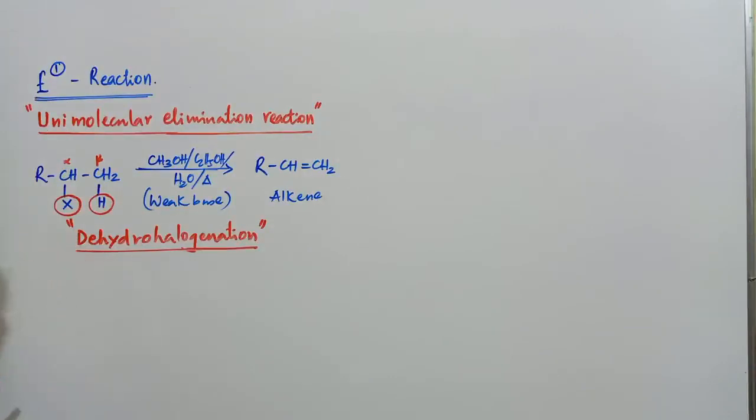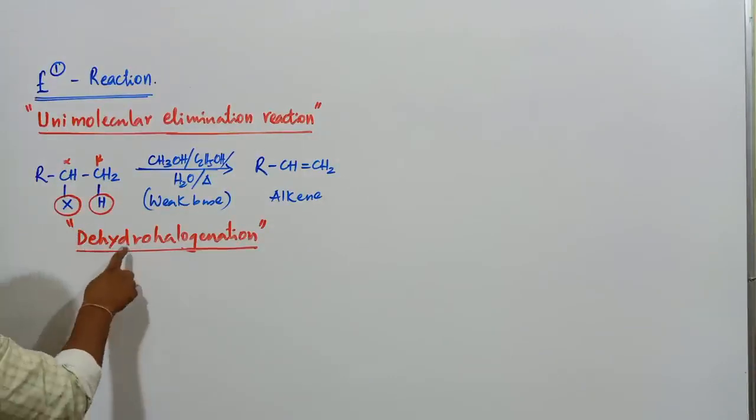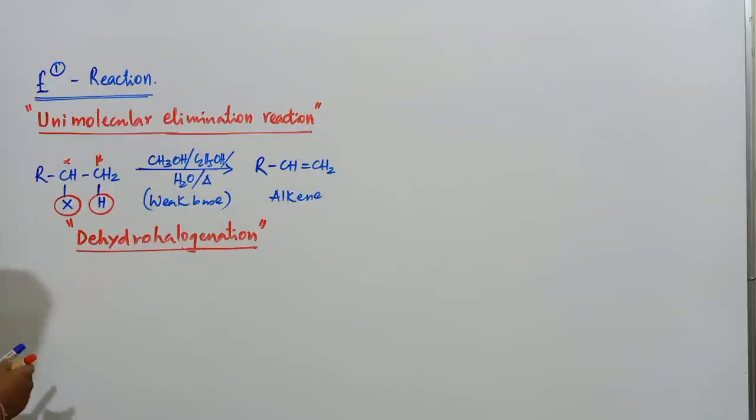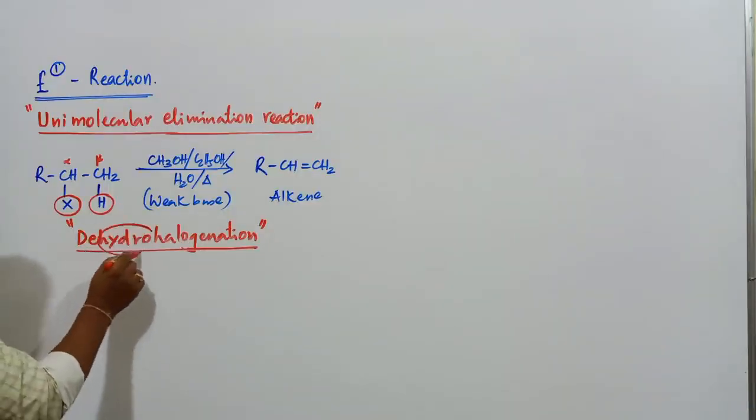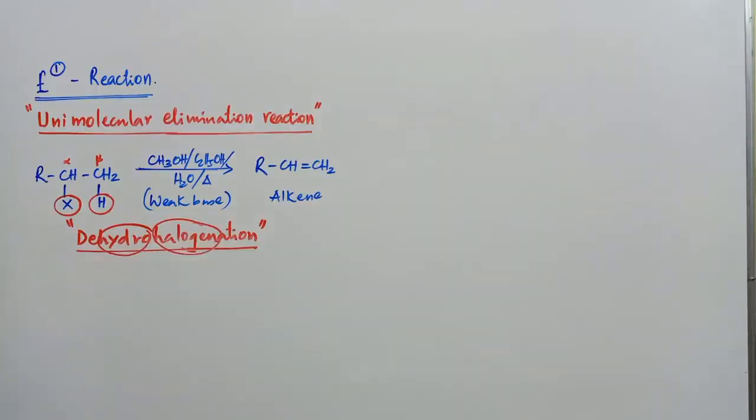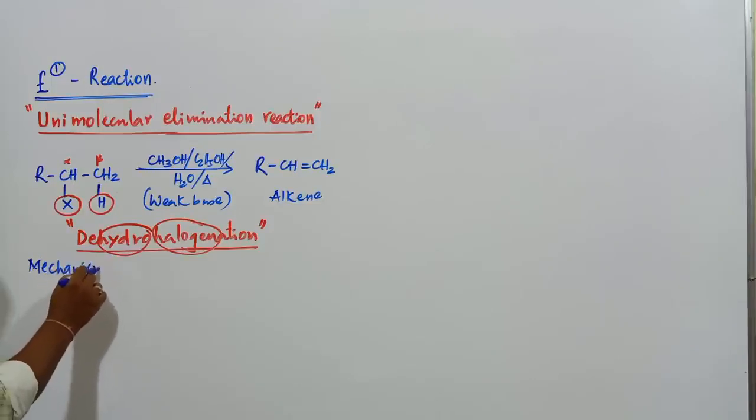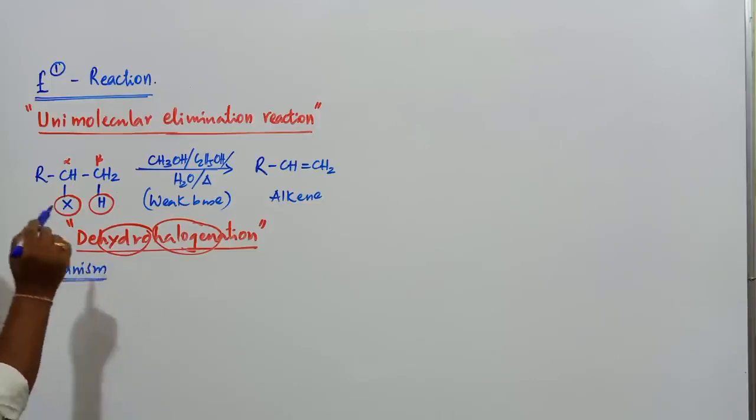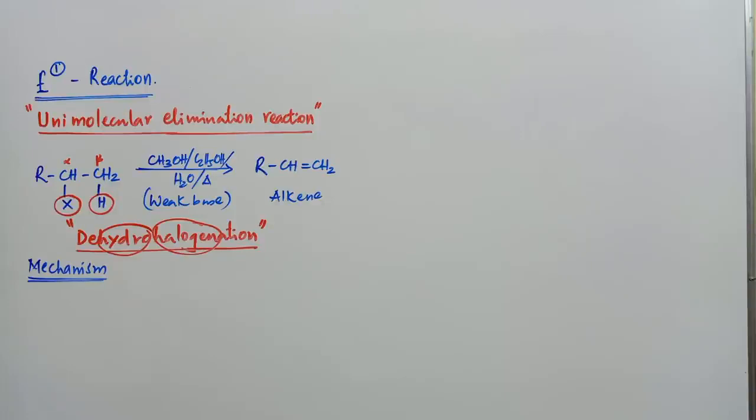D refers to the removal of what? Hydrogen as well as halogen. If the removal of hydrogen and halogen takes place from a particular molecule, it is commonly called a dehydrohalogenation reaction. Then what is the mechanism involved in this E1 reaction? How does this reaction take place? Via the formation of the respective carbocation.